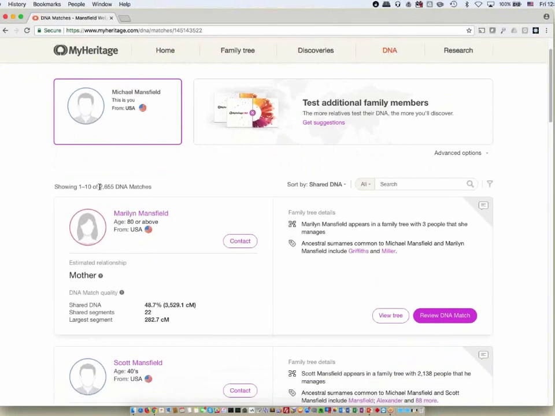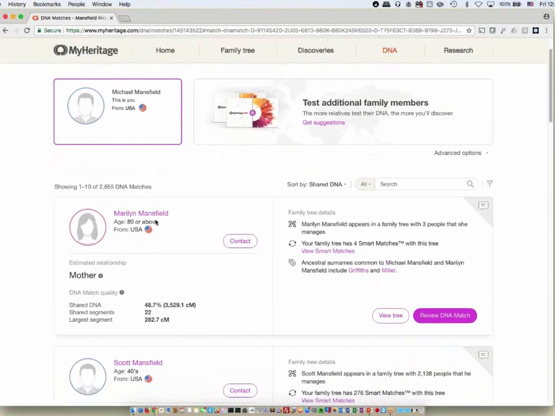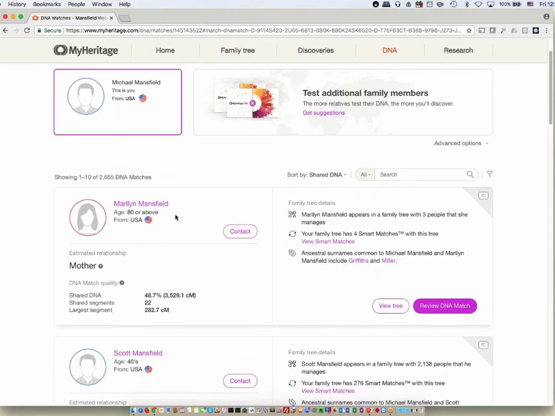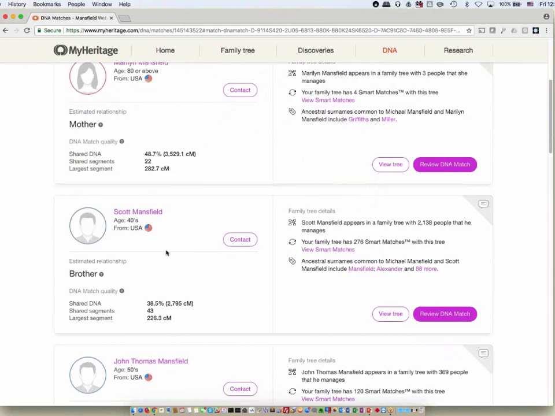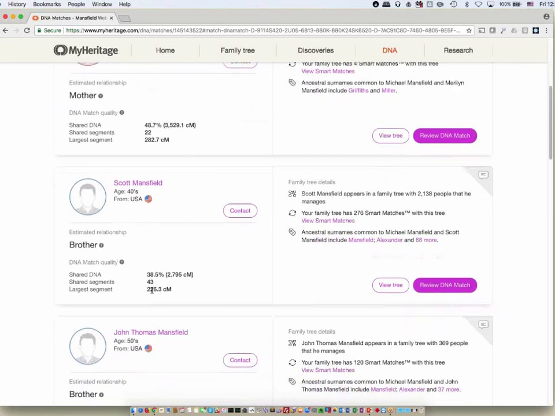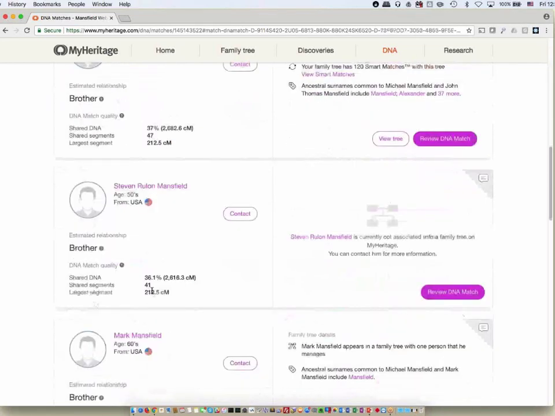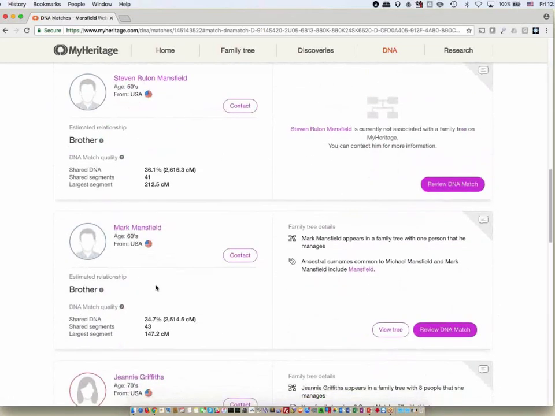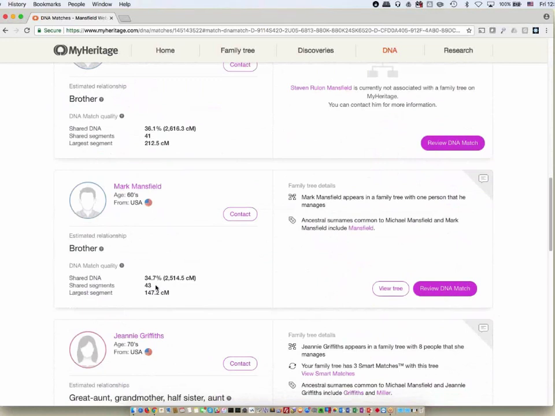Great, so I have over 2,655 matches. Right now this is being sorted by the people with the most common DNA, and I can sort this in different ways. My mother comes up as my most shared DNA match, as I'd expect. I share about 50% of her DNA. Then 4 of my 5 brothers have also tested, and they show up with about 38 to 36% DNA. Below this set of my brothers, I also see some other people that I recognize.